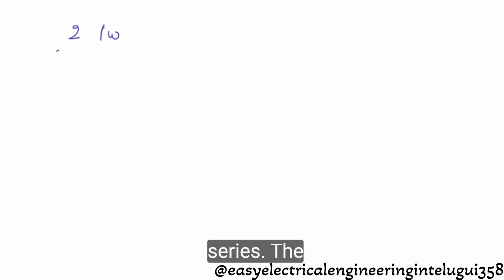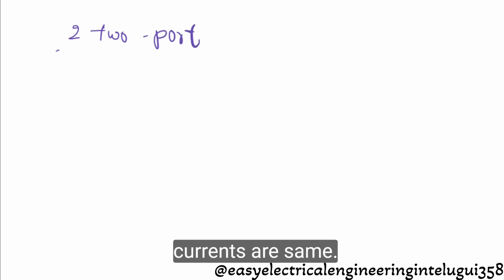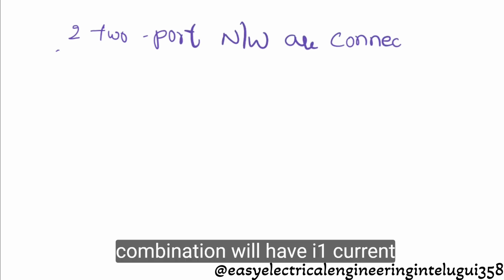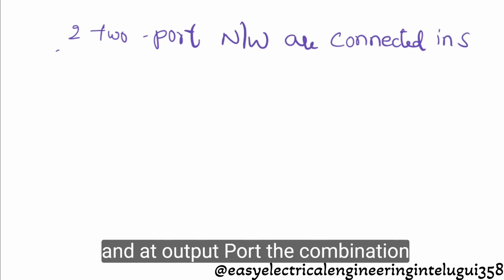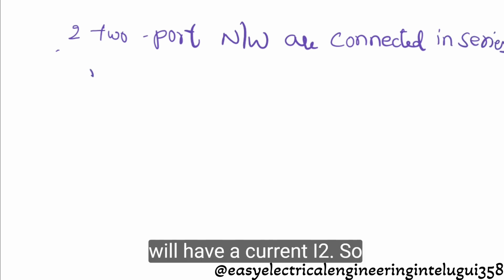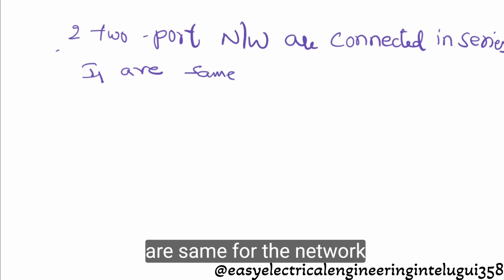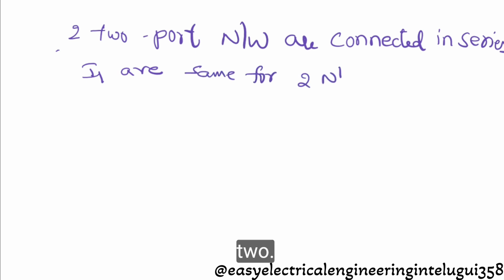And as the two-port networks are connected in series, the currents are the same. That means the input port of the combination will have current I1 and the output port of the combination will have current I2. So I1 and I2 are the same for network 1 and network 2.